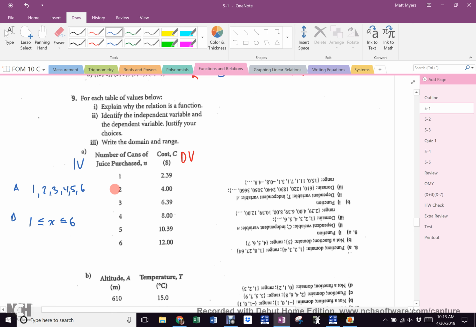Can I buy... Oh, Gurjat, what? No, okay. Nathan? Not quite. How much you spend? Not quite. Can I input 1.5 cans? No. Is 1.5 between 1 and 6? Yes. So I cannot use this one because I can't have an input that's a fraction. Does everybody understand that? That's why it has to be 1, 2, 3, 4, 5, 6. Okay? So what then is my range?